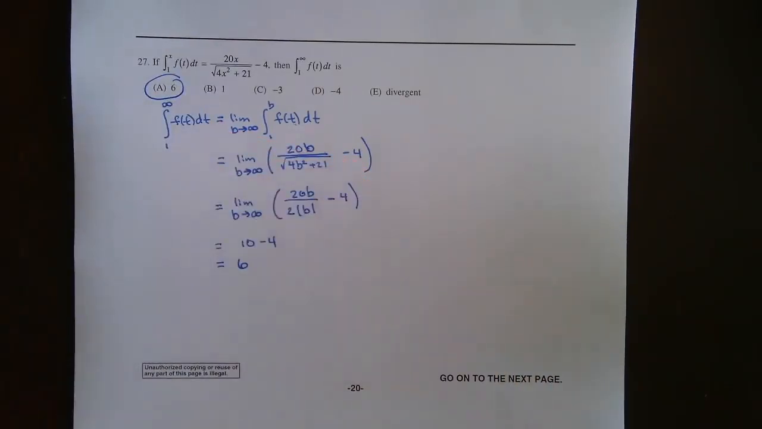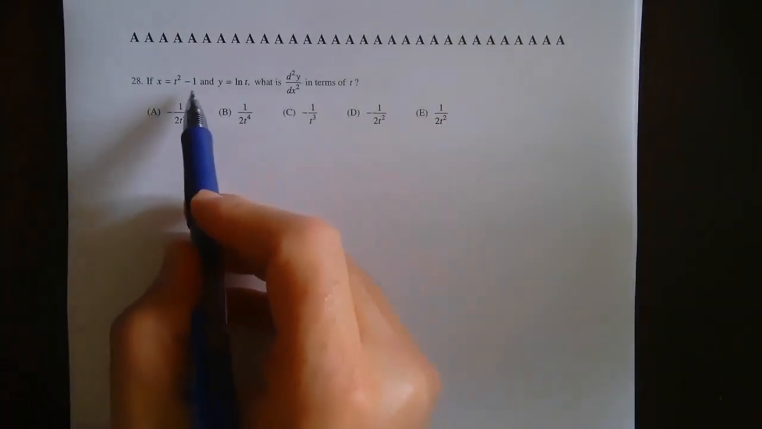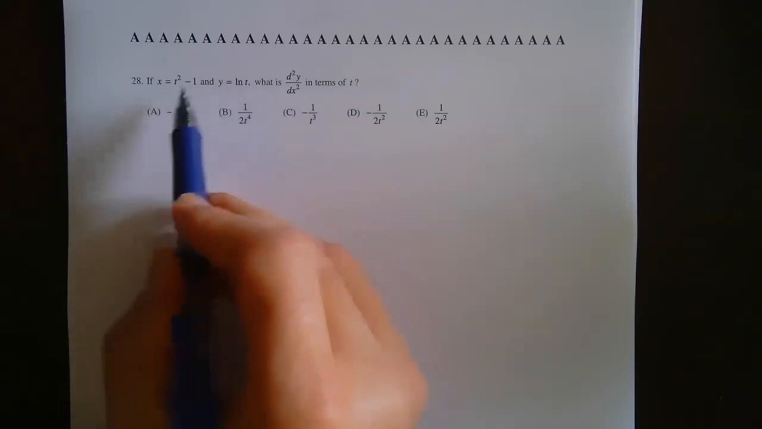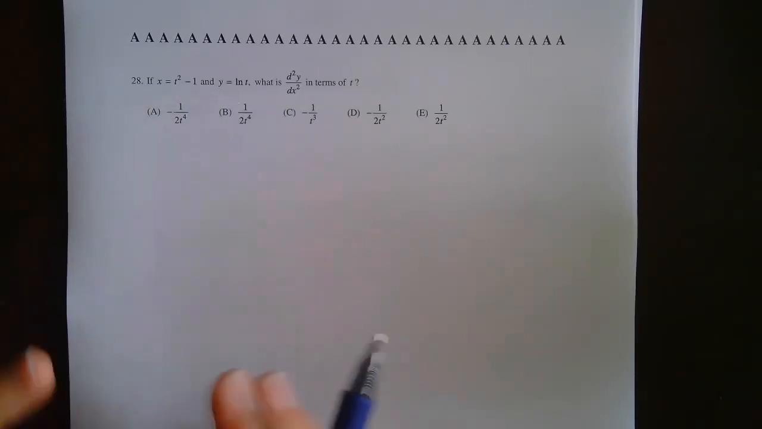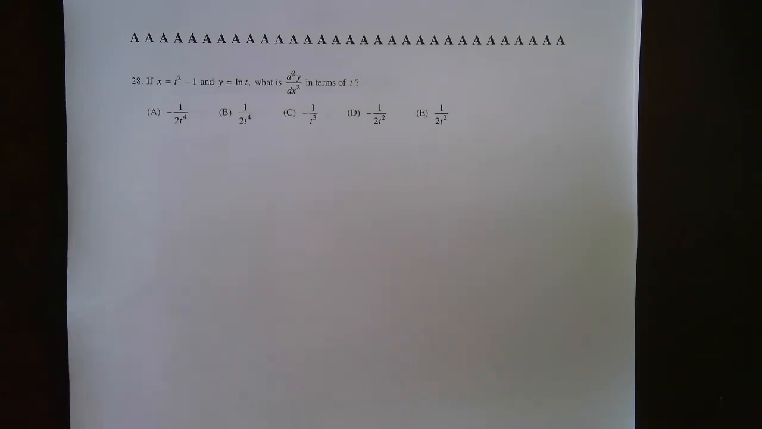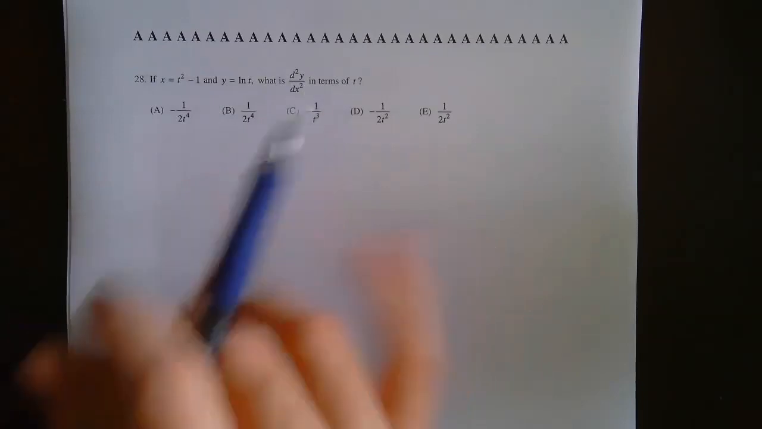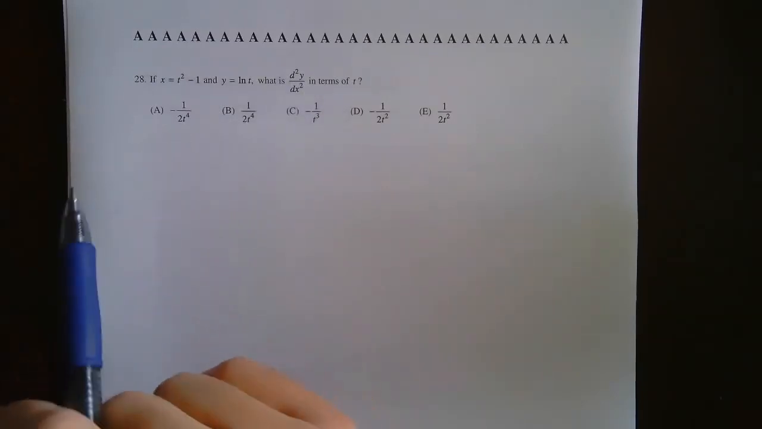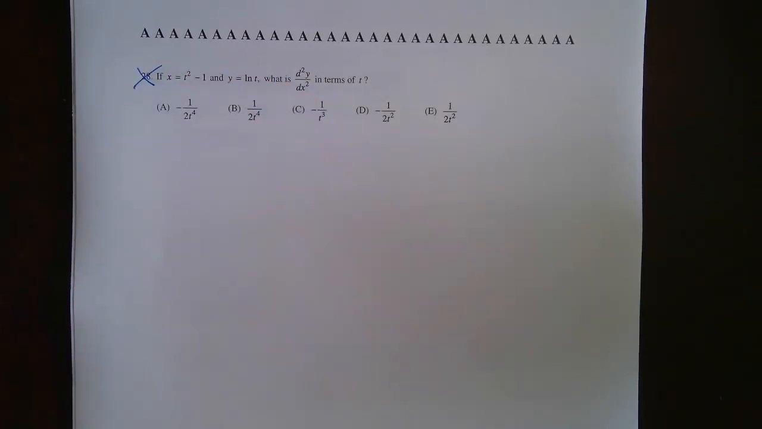Okay, let's go to 28. So number 28 is x equals t squared minus 1 and y equals natural log of t. This is a parametric equation, okay? And so we're not going to do it because that's not going to be tested this year. I'll show you how to do these types of problems after the AP exam, okay? So don't worry about 28. We're going to cross that one out. So that's 15 through 28, taking out 28 because it was a parametric equation.